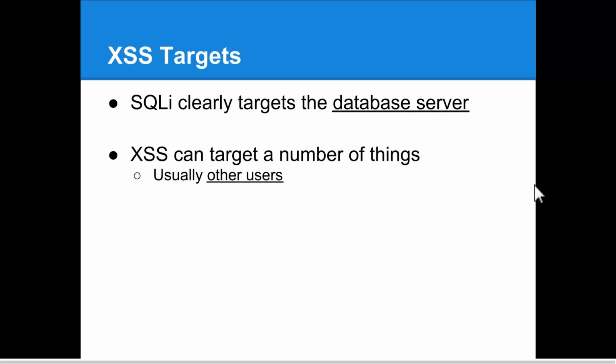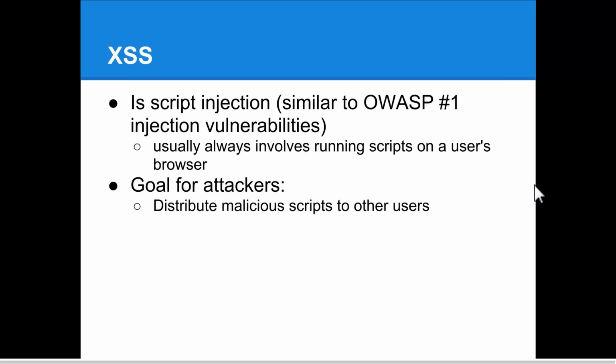So SQL injection clearly targets the database server. Cross-site scripting can target a number of things. However, it usually just targets other users. So cross-site scripting is essentially script injection. OWASP number 1 is simply labeled as injection. So this is script injection that is executed on the client side, not necessarily like injection flaws, which are typically just executed on the server side.